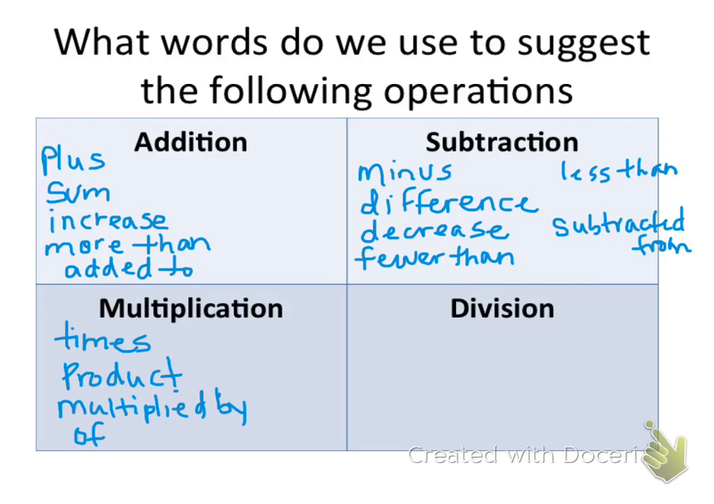For division, we have the obvious one of divided by. We could also use the word quotient, the quotient of, or we could use per, as indicated in a lot of the rates, like miles per hour, and that per means to divide miles by the hours.